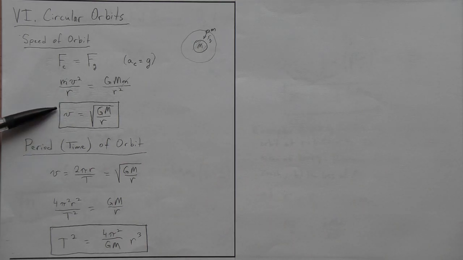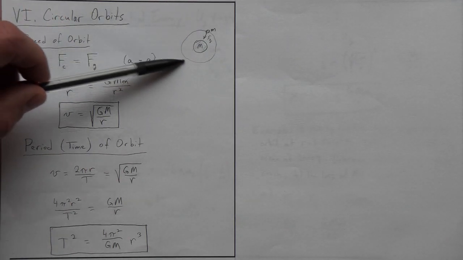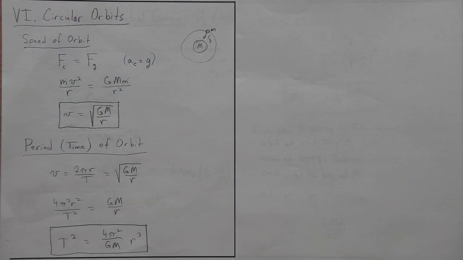All right, so that's how fast the speed required to keep that circular orbit. What about the period or the time of orbit? Well, we take this and we set it equal to distance over time and solve for time.